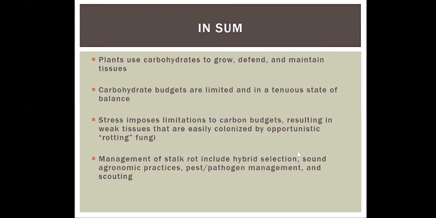Other pathogens are a little more aggressive. You know, you talk about Colletotrichum and things like that. That can cause stalk rots directly. But by and large, we are going to have more problems with stalk rot when we have plants that are more stressed right around that tasseling time.